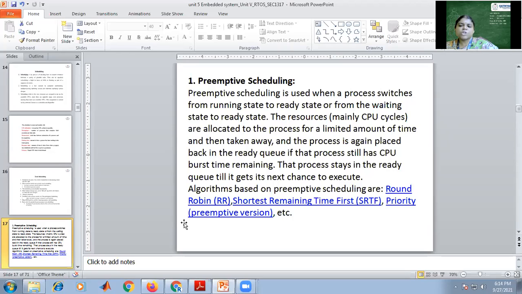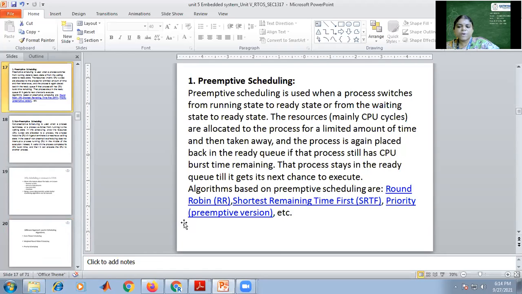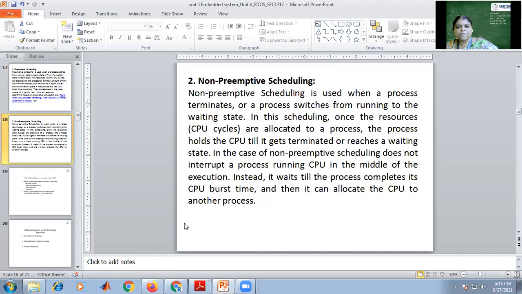So some time duration will be fixed. Based on the time, each task will be given a chance to use the CPU. And even if the task is not completed within the time, the task will move from running to ready state, and it will wait, and when its turn comes again, it will complete the task. Some of the algorithms based on preemptive scheduling are round robin, shortest remaining time first, and preemptive versions of priority scheduling.